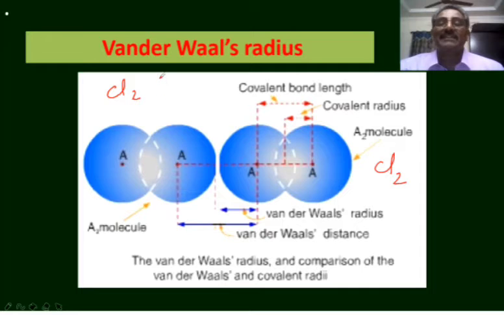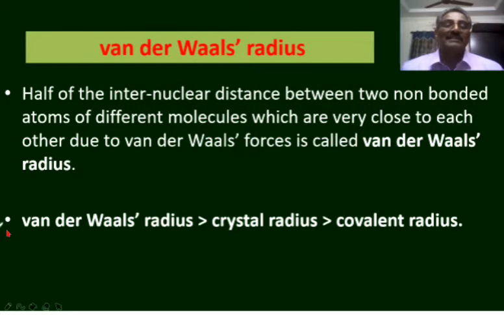In the metallic crystal, you observe that atoms are just touching each other. In the covalent compound, some part is overlapped. In between the two molecules of a covalent compound, there is a gap. From this, we can understand that the van der Waals radius is greater than crystal radius, which is greater than covalent radius. Usually, the van der Waals radius is 40% more than the covalent radius.